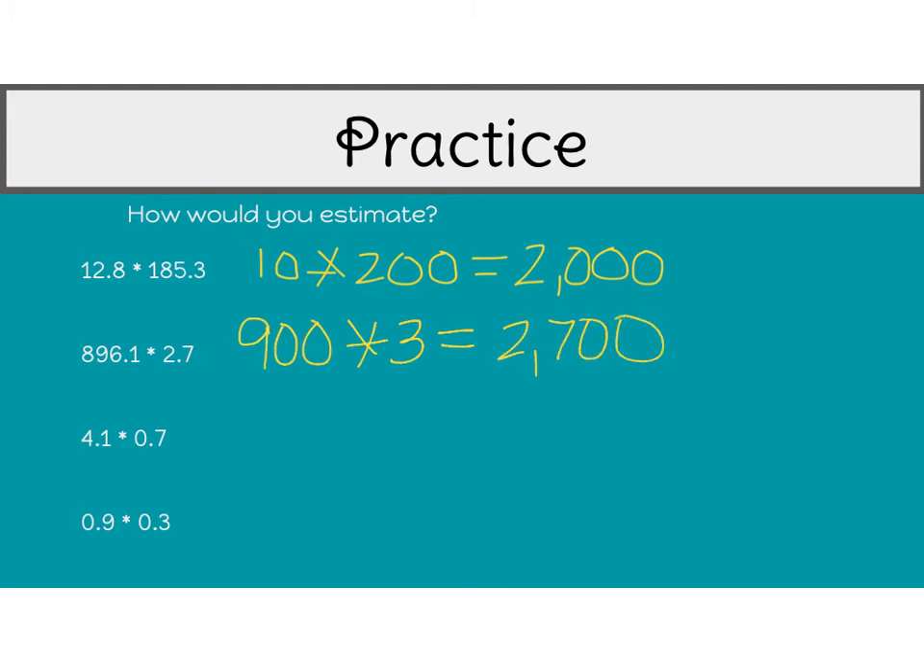is equal to 2,700. If we move to the next one, we have 4 and 1/10 times 0 and 7/10. So we would take this one and make that 4 times 1 equals 4. And the next one, we have 0 and 9/10 times 0 and 3/10. So we're going to make that 1 times 0 and 3/10 equals 0 and 3/10. So there is our first go at making some estimates with some decimal multiplication.